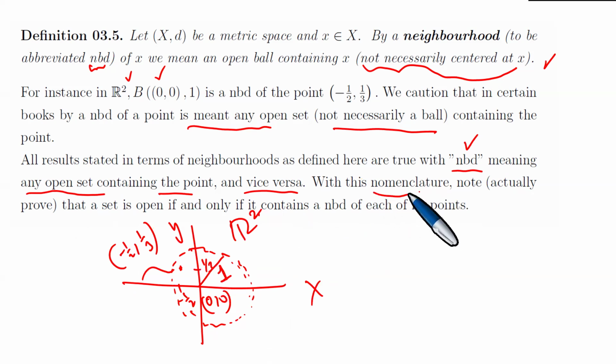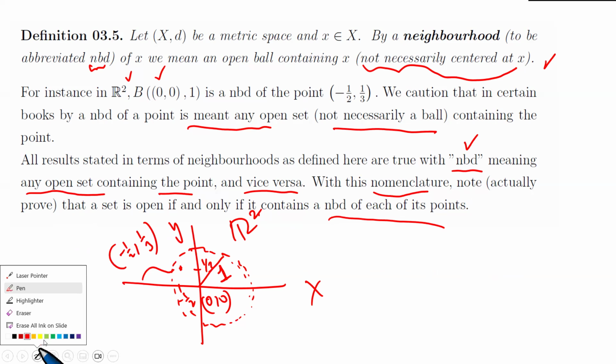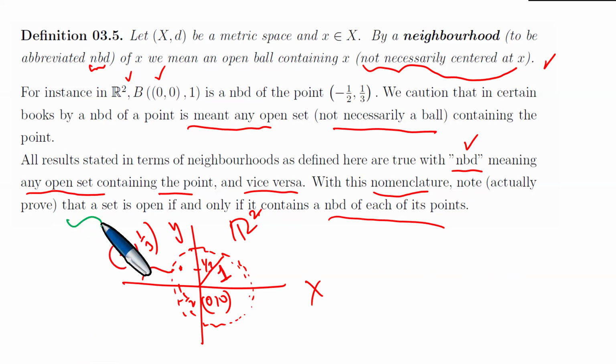With this nomenclature, note, prove that a set is open if and only if it contains a neighborhood of each of its points. This is very interesting because it reminds me of the categorization you gave earlier in terms of open sets. You say, can we say a set is open if and only if its complement is closed? We had that discussion just a few minutes ago, and here is one characterization that this study guide is giving: a set is open if and only if it contains a neighborhood of each of its points.